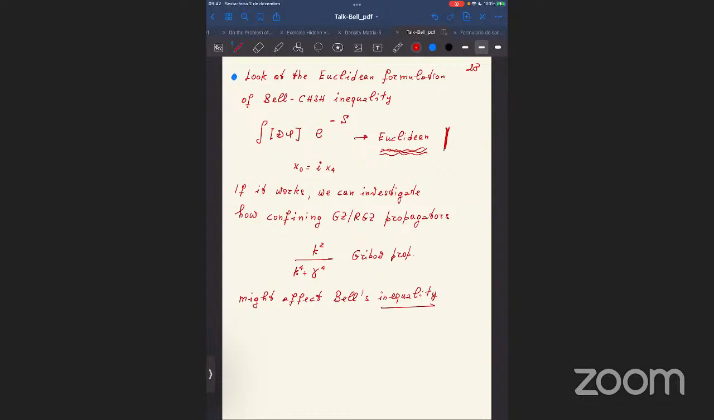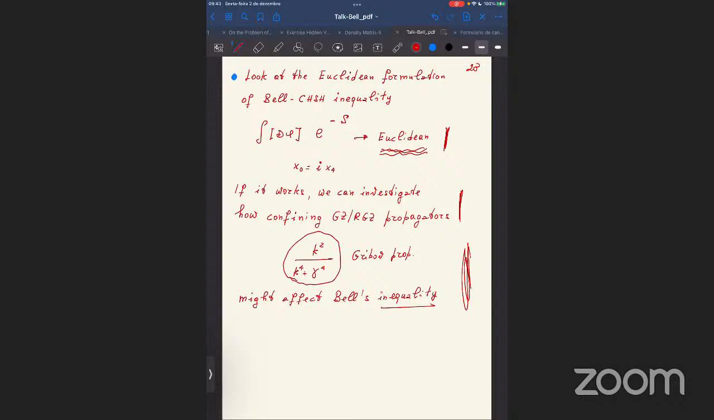If this would be possible, we could eventually study the effects of, for example, confining propagators, like the Gribov propagator or the RGZ propagator, directly in Euclidean space at the level of the Bell inequalities, and see what happens. For example, what are the differences between a confining and non-confining propagator at the level of Bell inequalities. And this could be also very interesting from a lattice point of view, because the Bell inequality could be studied in a very simple way on the lattice once we have the Euclidean formulation.